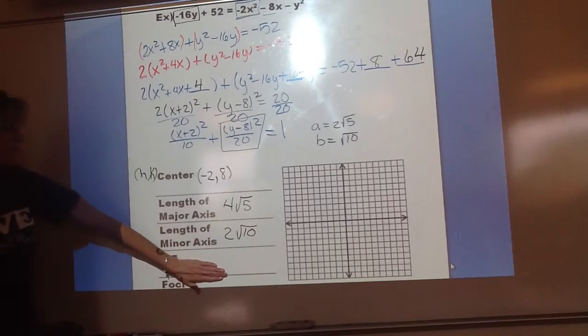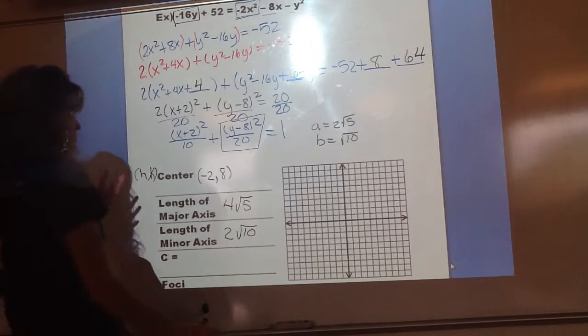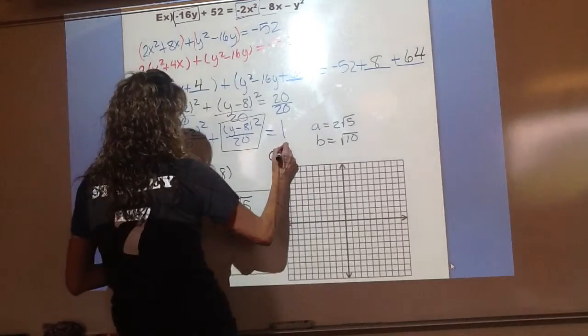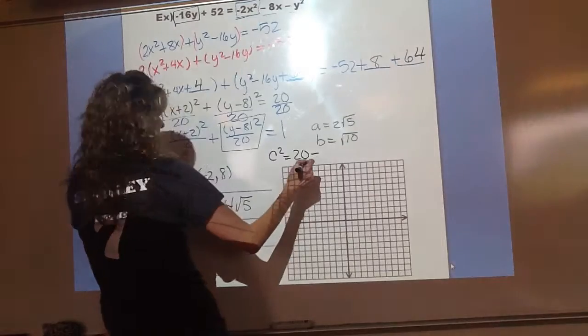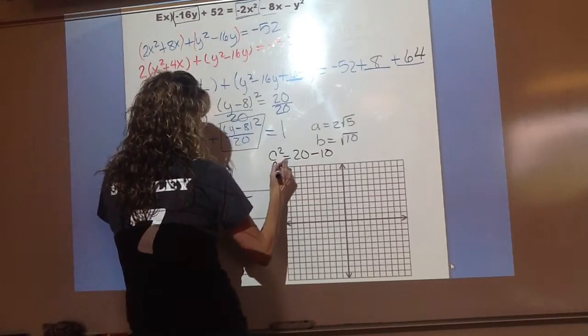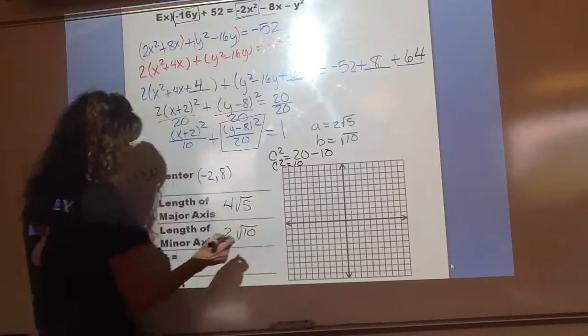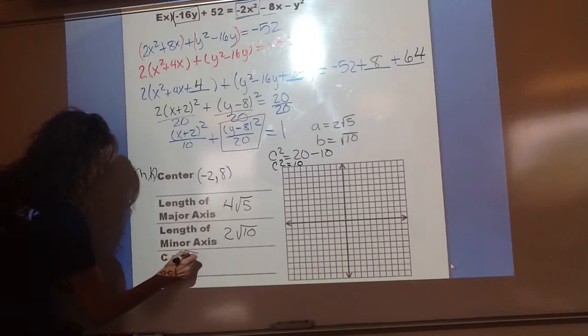Alright, so I need to find C so that I can find my foci, and C is always going to be C squared equals A squared, which is 20, minus B squared, which is 10. So C squared equals 10, so C is the square root of 10.